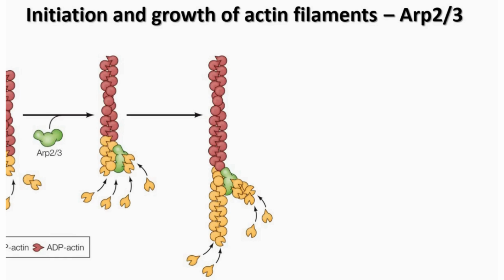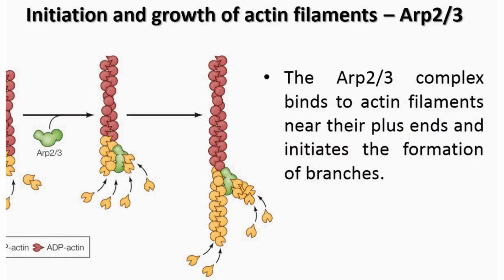The ARP23 complex binds to the actin filaments near the plus ends. You can always see this is the plus end, and even the branching is very much near the plus end. So, it branches near the plus ends and initiates the formation of branches. That was ARP23. Now, we have other proteins such as fimbrin.